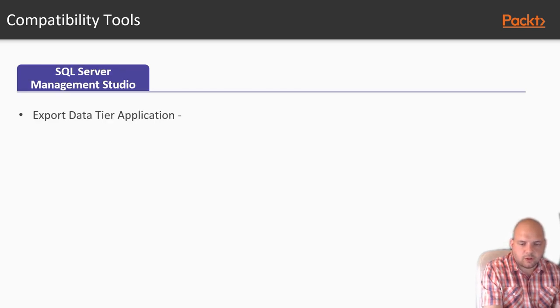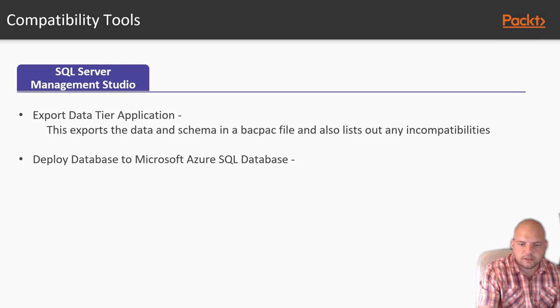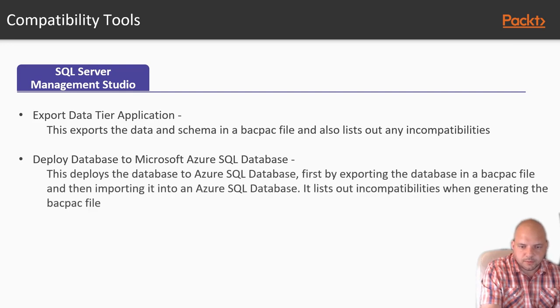Then we've got SQL Server Management Studio. SQL Server Management Studio has got two options. The first one is the Export Data-tier Application. This exports the data and the schema into a BACPAC file, and while doing so, lists out any incompatibilities found. Then we can deploy the database to Microsoft Azure SQL database. This deploys the database to an Azure SQL database, first by exporting a BACPAC file and then importing the BACPAC file into Azure SQL database. And it lists any incompatibilities when generating the BACPAC file.